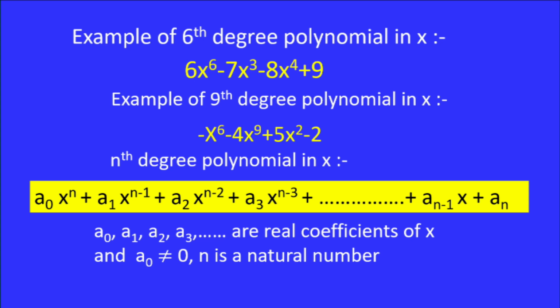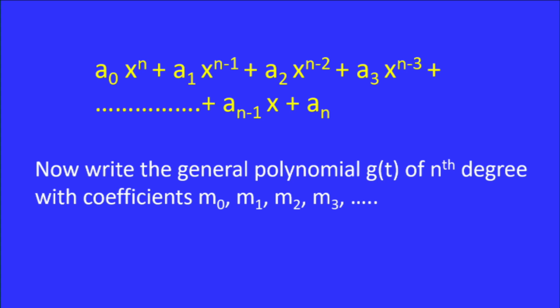So try to tell me how many terms can we write in a 12th degree polynomial. How many maximum number of terms can we write? Okay, this is the general polynomial. Here n should be a natural number. We have started from x to the power of n and ended with the last constant term. Okay, you try to change the variable. Here I have taken x. You try to change the variable to t.